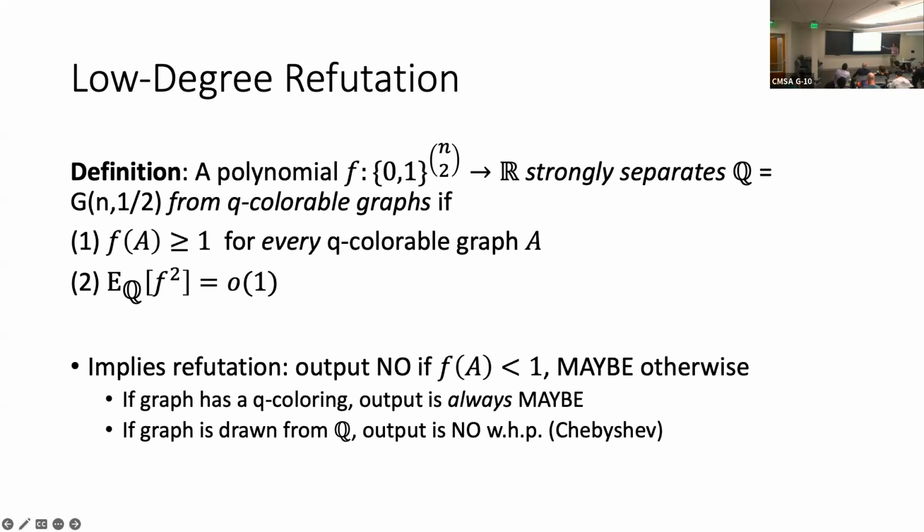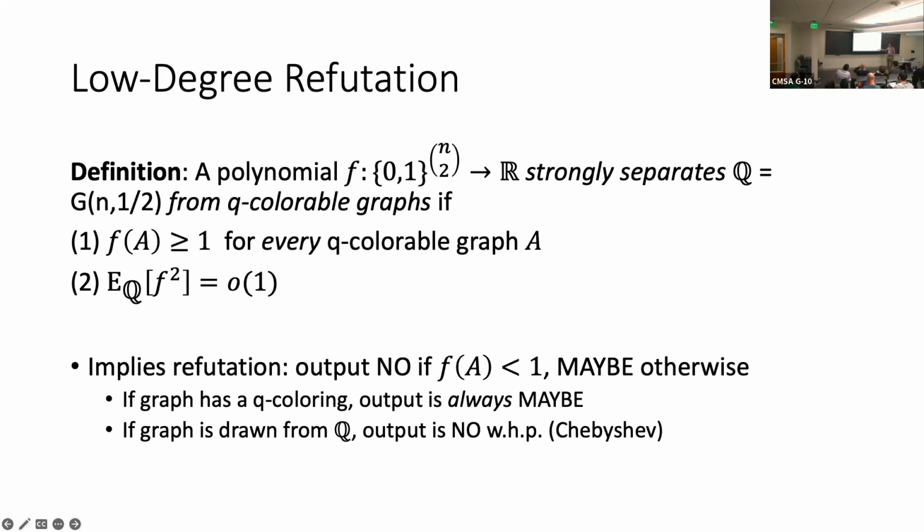Right, so we say the polynomial strongly separates the distribution from the property if these two things hold. If the graph is Q colorable, the value of the polynomial has to always be bigger than 1. But if I take a random graph from this null distribution, its value needs to be small most of the time. Does that make sense why this is a sufficient condition for refutation? If I had a polynomial that can do this, then I would definitely be able to refute. How do I do that?